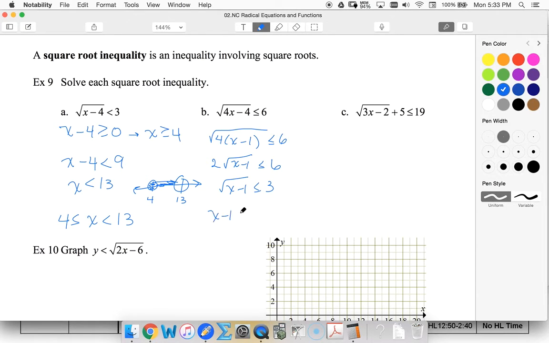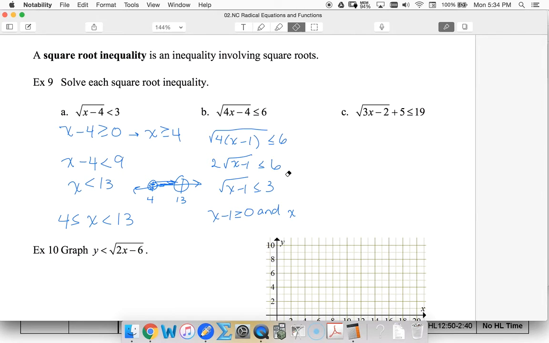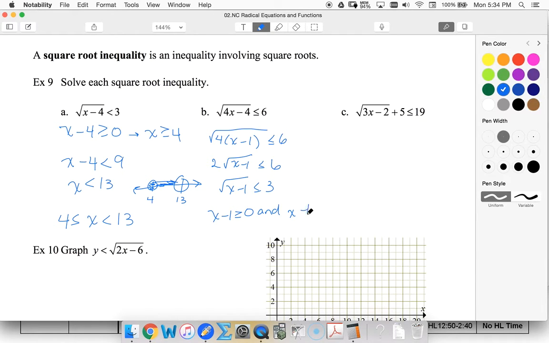So x minus 1 greater than or equal to 0, and x minus 1 less than or equal to 9. Putting these two together, x is greater than or equal to 1, and x is less than or equal to 10. 1 less than or equal to x less than or equal to 10 is my final solution.